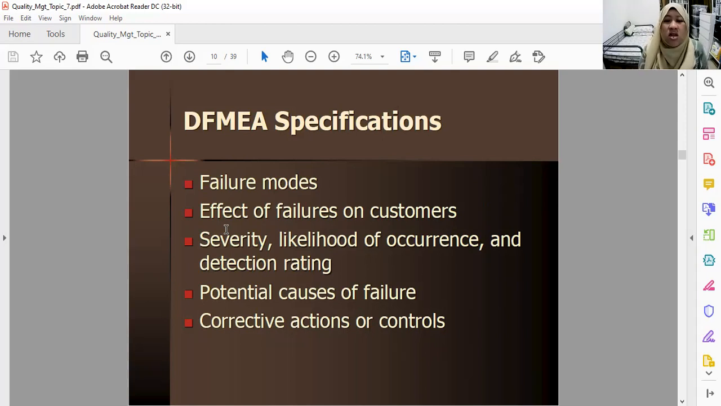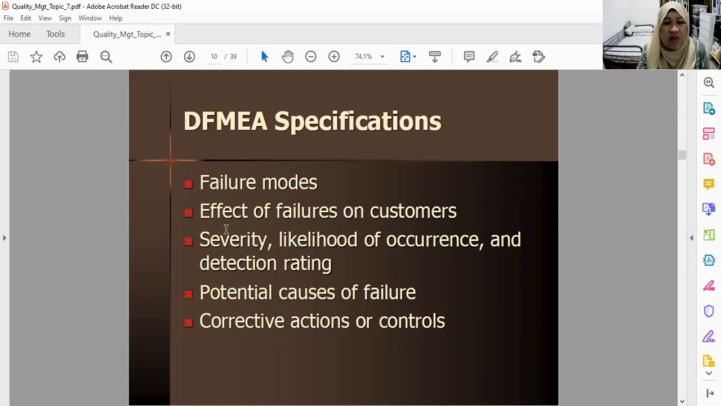And how is the effect of failure on the customer? Somehow the customer will start to complain. This product is not functional as what we advertised. They start to raise complaints and maybe publish on the web. They start to go viral, so there will be some effect that the company has to face.